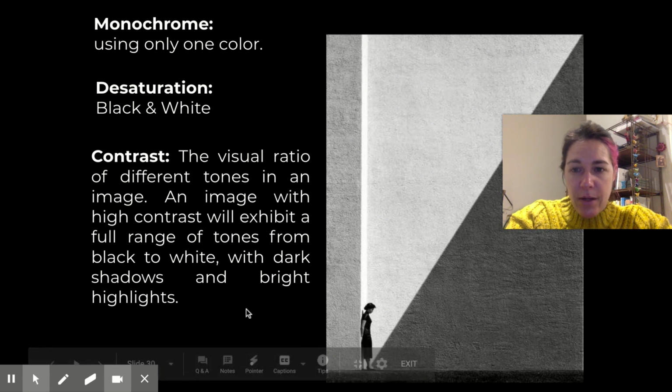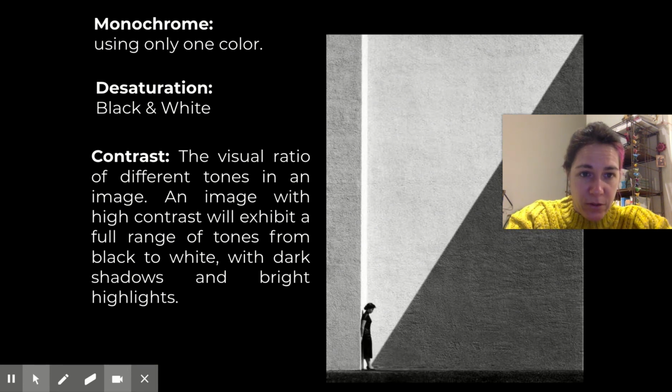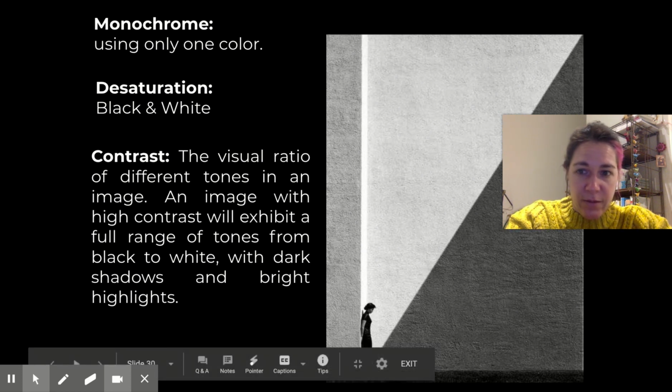So always think about what colors you're going to be using, and if you're going to shoot in black and white. Back in the day, you had to actually decide before you went out and took a picture. You would decide whether you're going to shoot in black and white or not. Now, luckily, we have editing tools that we can use after the fact.